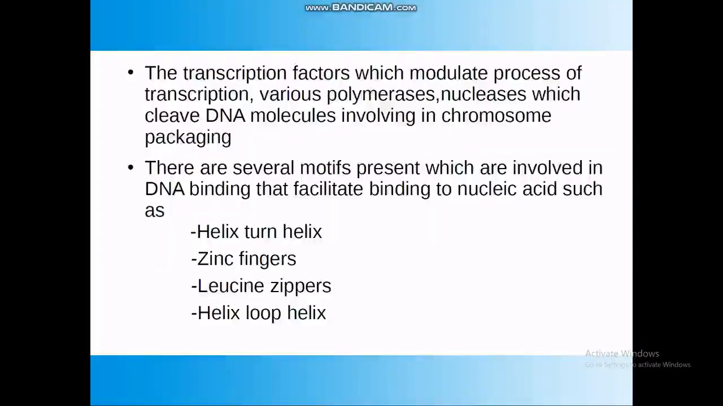The transcription factors modulate the process of transcription, like various polymerases and nucleases which cleave DNA molecules, involved in chromosome packaging. There are several motifs or structural domains which are involved in DNA protein binding. These four structural motifs we will study are helix turn helix, zinc fingers, leucine zippers, and helix loop helix.